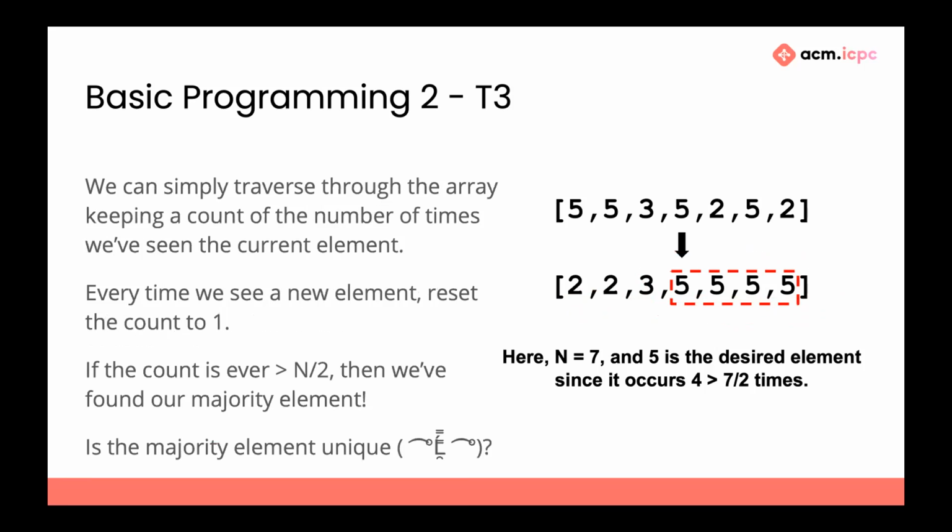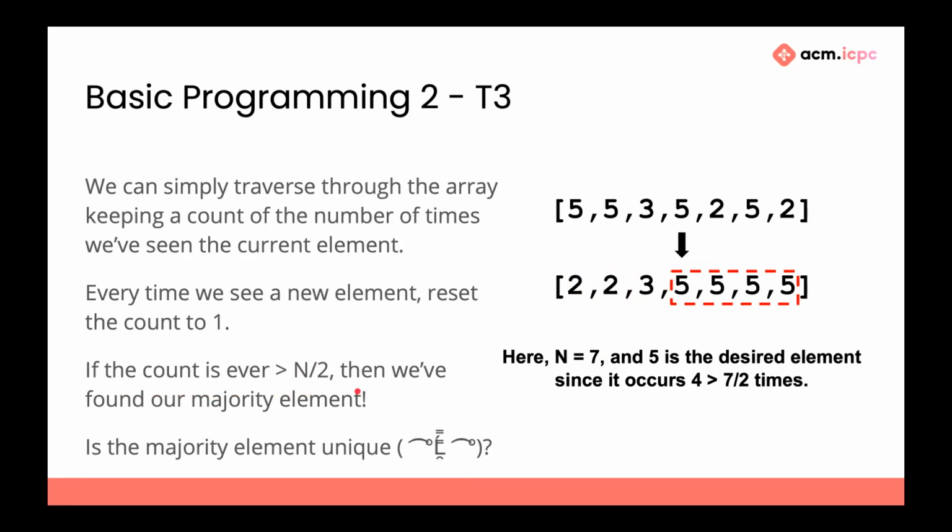And every time you see a new element, however, for example, suppose we start counting in this sorted array. For example, we see 2, so we increment our count to 1. And then we see 2 again, so we increment our count to 2. But now we see a 3. So at this stage, we've seen a new element. And since 2 was not greater than n over 2, which is n over 2 is 3.5 or 3, then we basically reset our count to 1, which is basically resetting the algorithm looking for a new majority element because 2 did not work. And if the count is ever greater than n over 2, then we found our majority element.